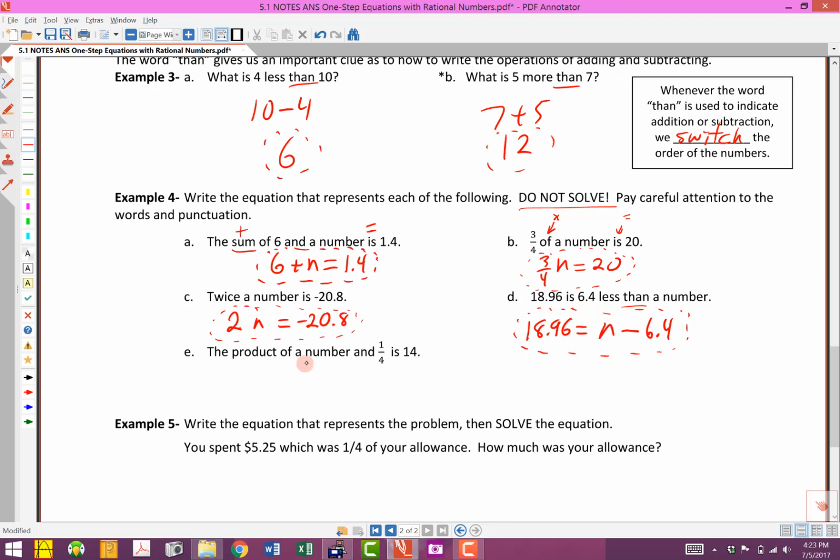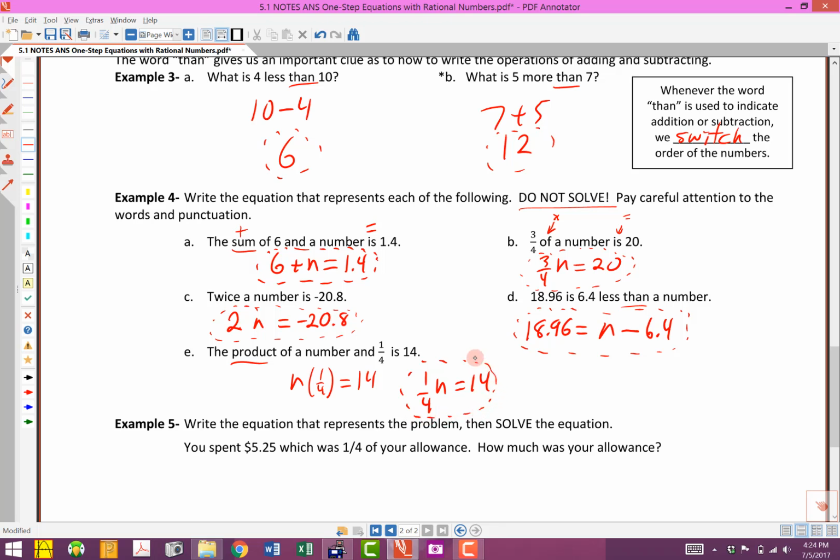Okay. Product of a number and 1/4 is 14. Product. Remember, a product is a multiplication problem, so it's telling us that we're going to take the number and 1/4 and we're going to multiply them together. So we're going to use n times 1/4, and it says "is" means equal, so is 14, and that would be the answer. Now I probably wouldn't leave it like this. We normally like a coefficient or a factor in one of those terms to show up in front of the variable, so we'd probably write it like this: 1/4 n equals 14. That would be one way to do it.